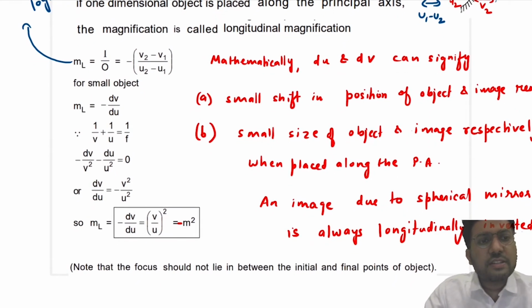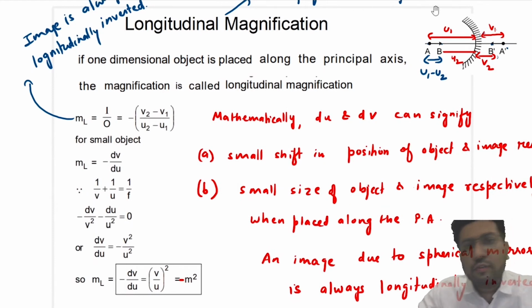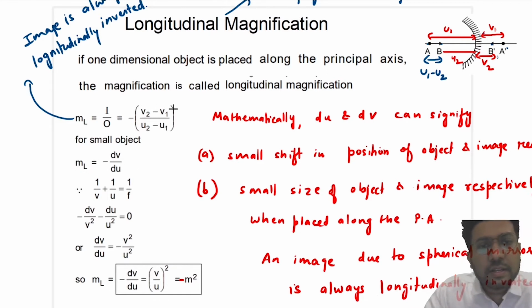So here, suppose the object is of small size. In that case, you can write U1 minus U2 as du, because the object is of small size. So the difference between the two ends of the object will be very small, that is differentially small. Similarly, here you will write V1 minus V2 as dV. Okay, in that case the magnification becomes minus of dV by du.